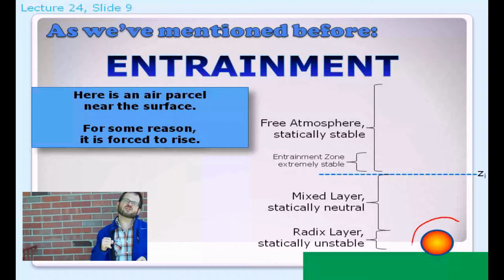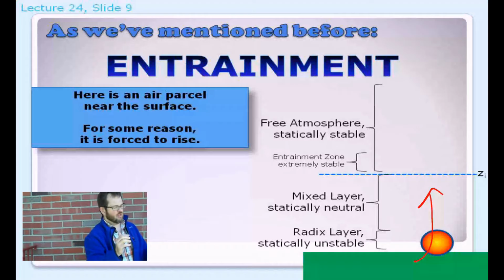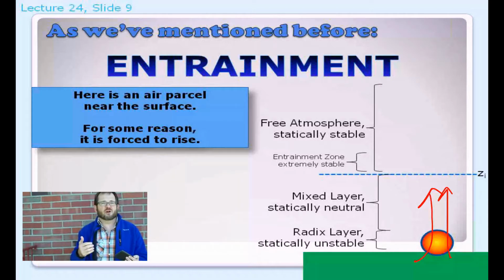So let's start with an air parcel down here near the surface of the Earth, and we're going to say that's going to start to rise. I don't particularly care why this air parcel is rising. Maybe it had to flow over a hill. Maybe there was some low-level convergence and there was no place for the air parcel to go but up, whatever. For some reason, an air parcel started to rise.